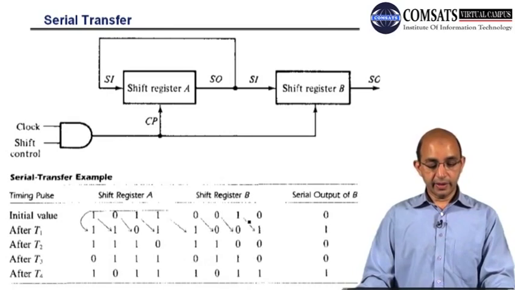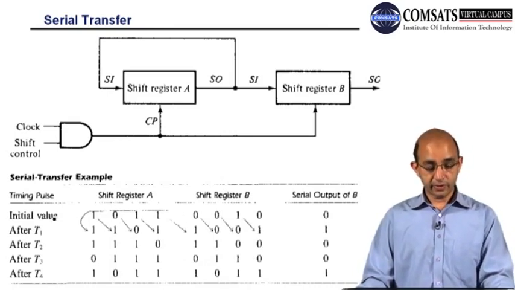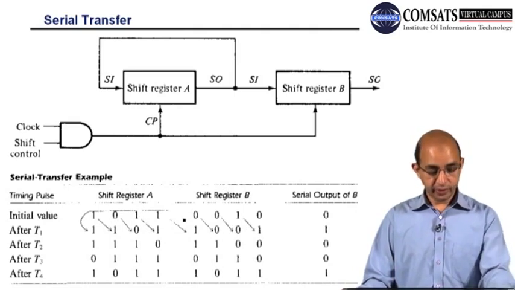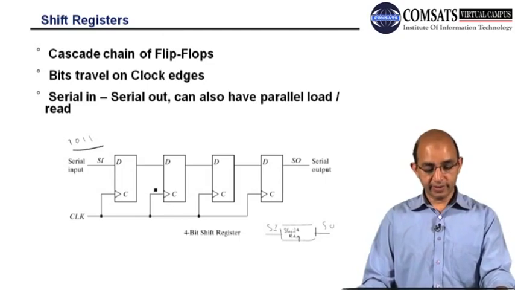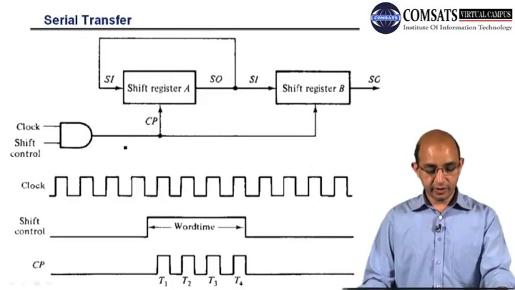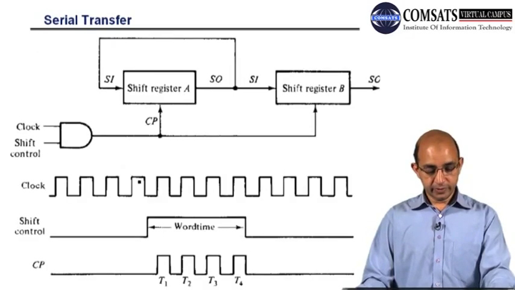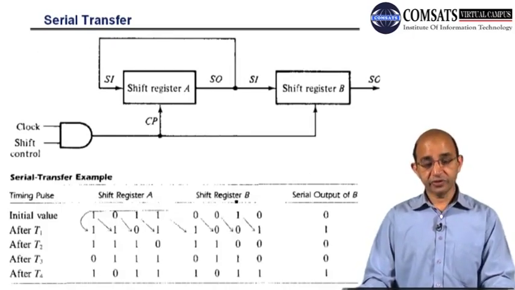So here you can have the idea of how the data is actually moving. This is the initial state for register A: 1, 0, 1, 1. You can assume that we have 1011 within those flip-flops. This is shift register B, where we have 0010, and this is the serial out, SO.